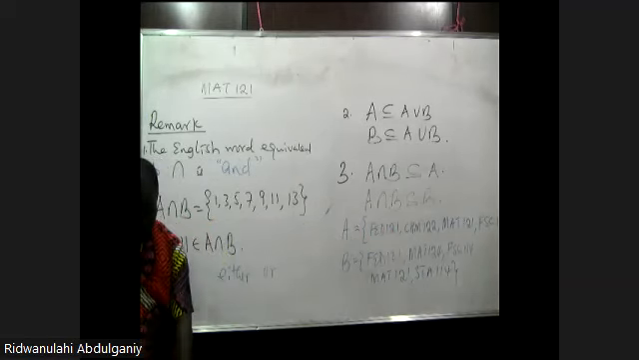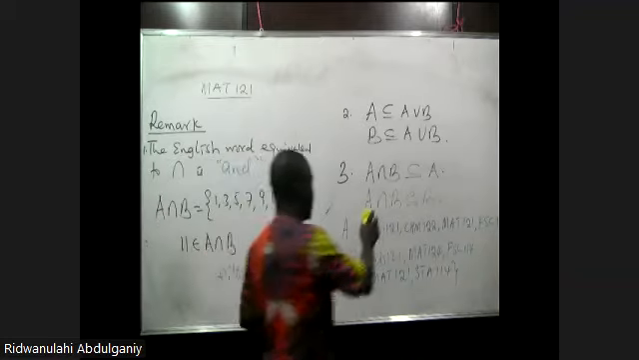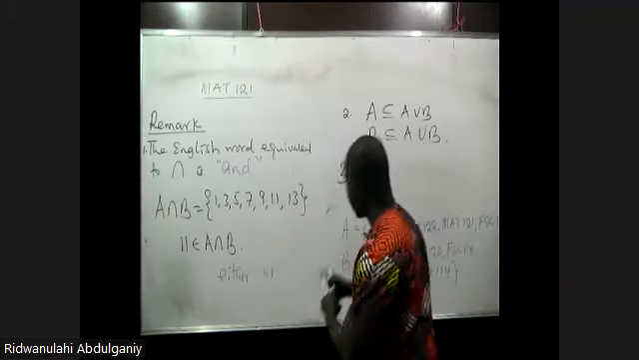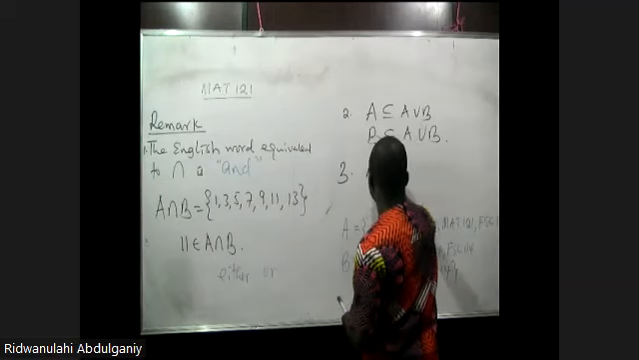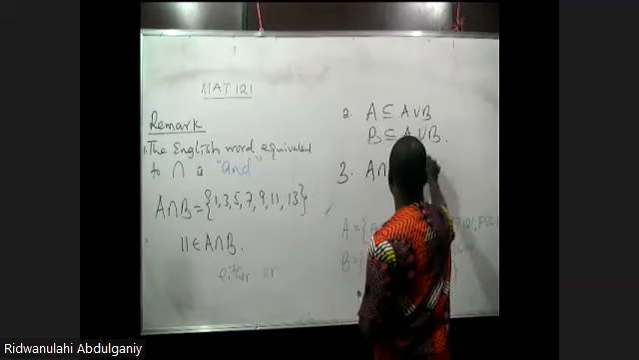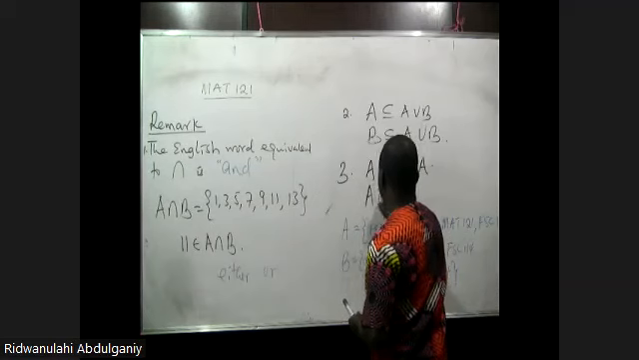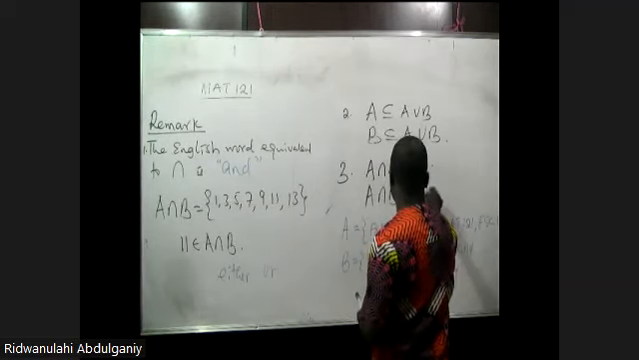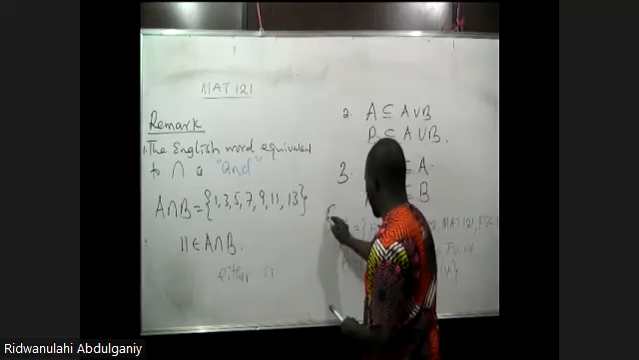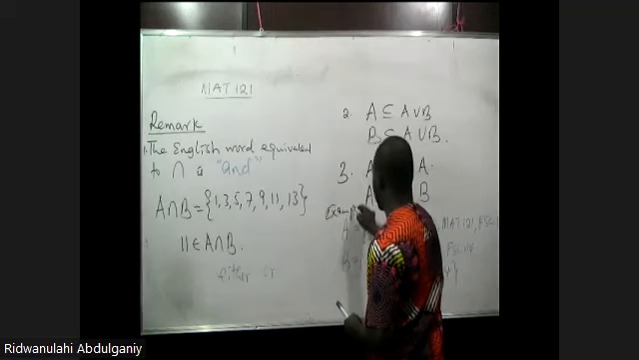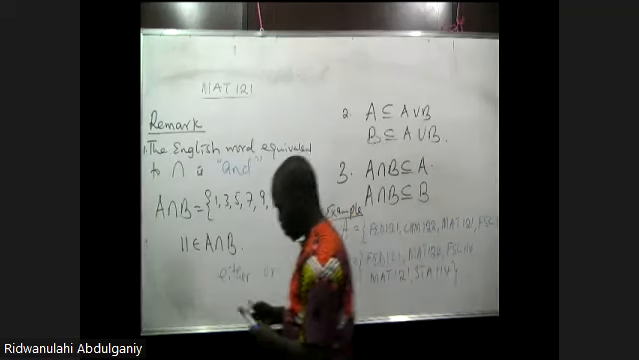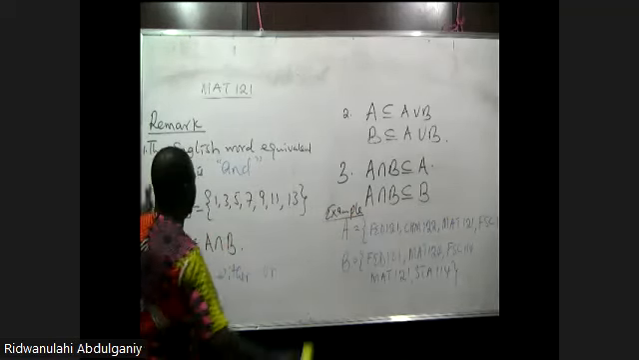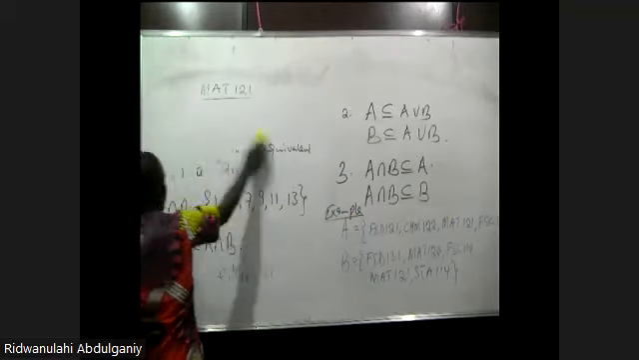Okay, you can't see remark 3. Let me take it again. A intersection B is a subset of A, and A intersection B is a subset of B. We now want to take an example. What is A intersection B? Anyone from the house?